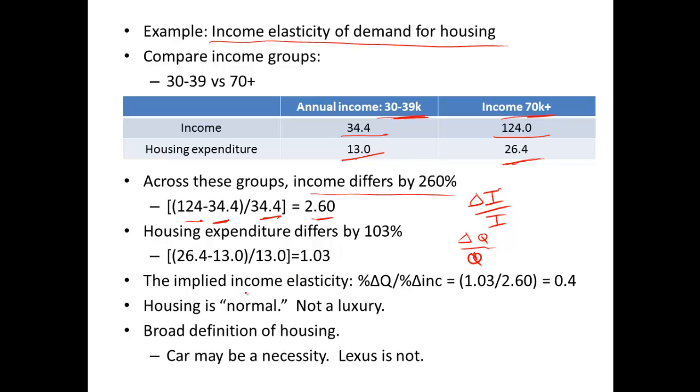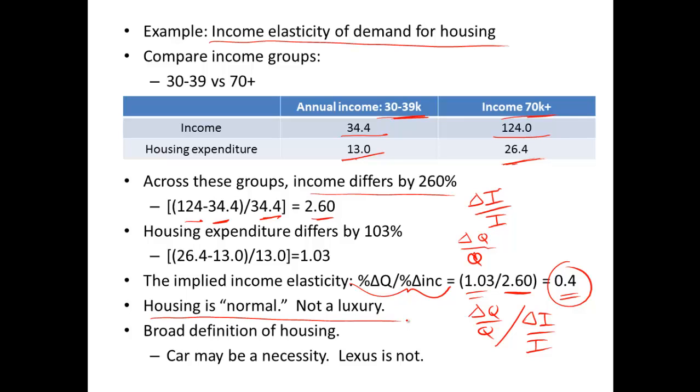What's the implied income elasticity of demand? It's 1.03 over 2.6, or 0.4. So that means housing is a normal good, not a luxury. Now, how did I get that? I got that this way: delta Q over Q divided by delta I over I. And that gave me 1.03 over 2.6, and 0.4. So housing is a normal good. It's not a luxury.